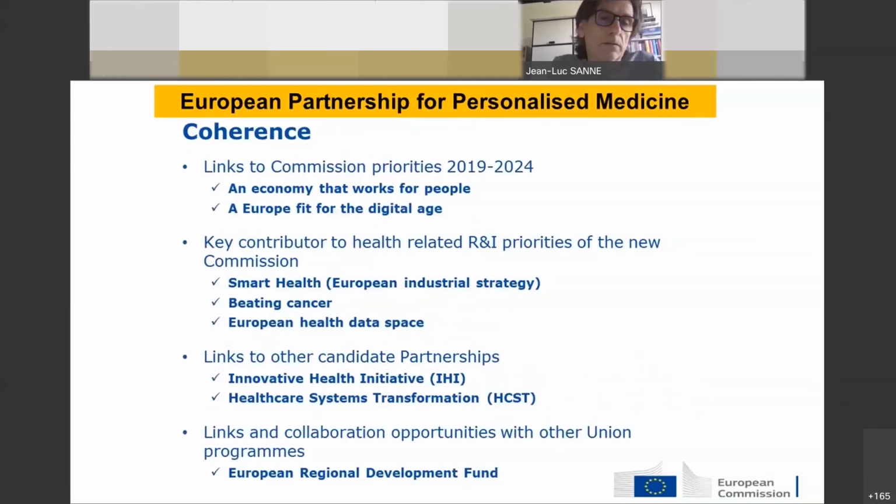What we expect from this partnership is to have a coherence with different priorities or contributions of other partnerships. So in terms of priorities, it has to fall into the two major priorities that are an economy that works for people and also a Europe that fits for the digital age. And we expect also to be related to other priorities and initiatives of the Commission, the smart health, beating cancer, and the European health data space.